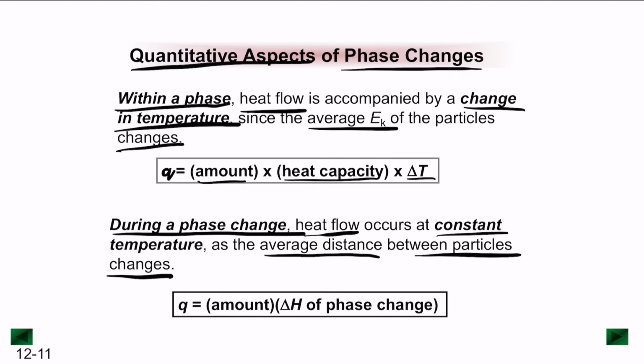So understand that during a phase change we are manipulating the intermolecular distance, and within a phase we are basically changing the kinetic energy of the particles. So kinetic energy is manipulated within a phase, and potential energy is being manipulated during a phase change. So during a phase change, Q is given by the amount of material times delta H of the phase change, so the enthalpy of the phase change.